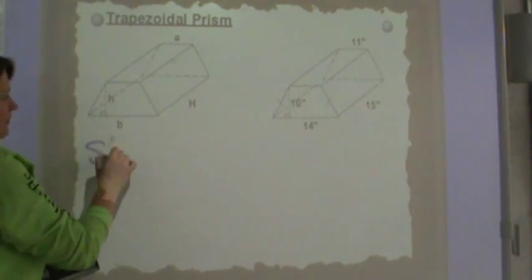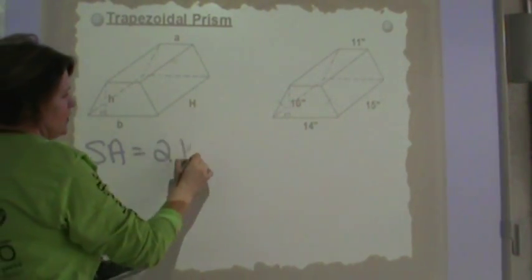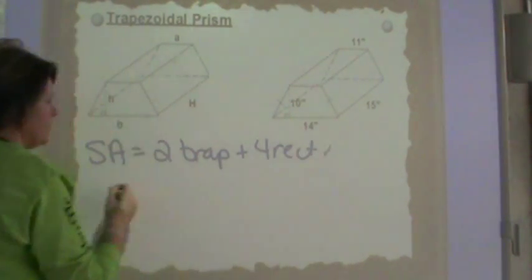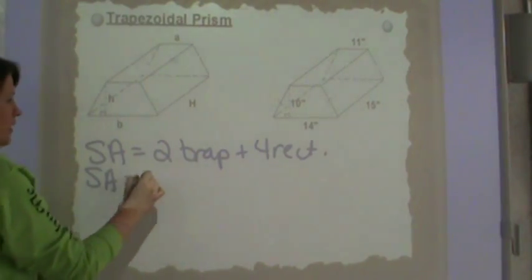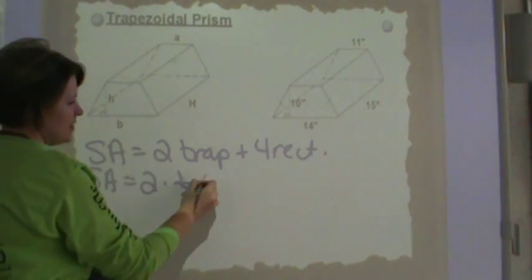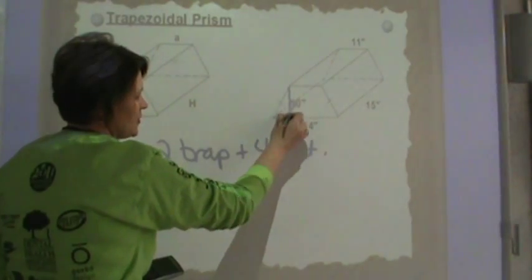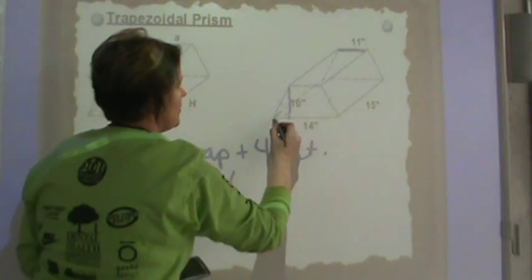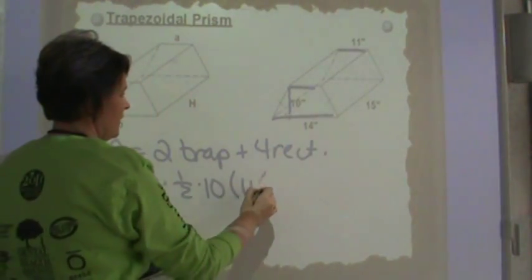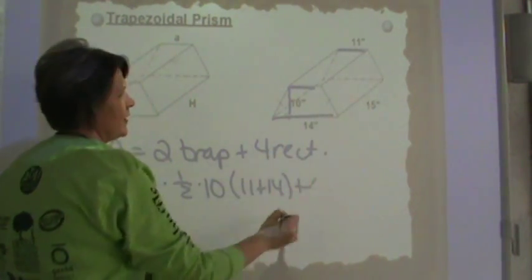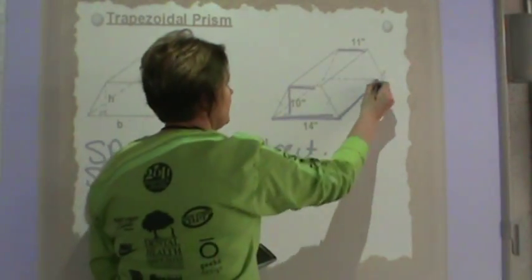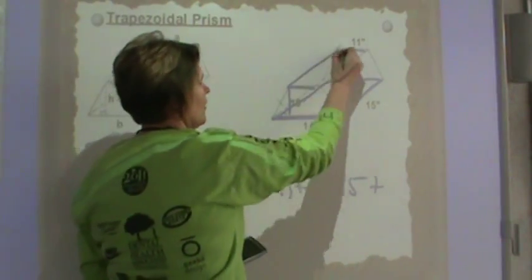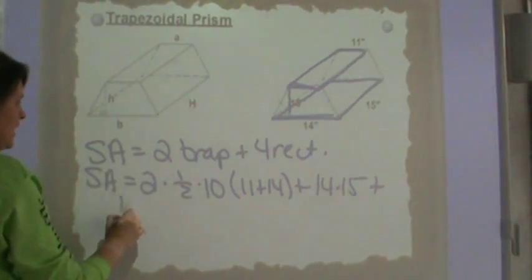Trapezoidal prism is basically we take the 2 trapezoids plus the 4 rectangles. So, trapezoid is a half times the height, which is given to us right here, times A plus B, here's A and B, are 11 and 14. Then we have 4 rectangles. All right, I got 14 by 15 is on the bottom. I have 11 by 15 on the top.